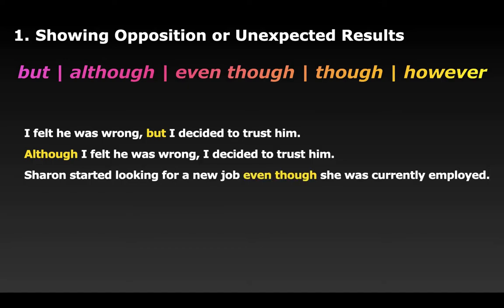Let's look at this. Sharon started looking for a new job even though she was currently employed. Okay, the same meaning. So there is an unexpected result. What's the unexpected result? Sharon started looking for a new job. Why is it unexpected? Because she was currently employed, right? You don't look for a job when you're currently employed. Normally. Yeah, so we use even though for that.